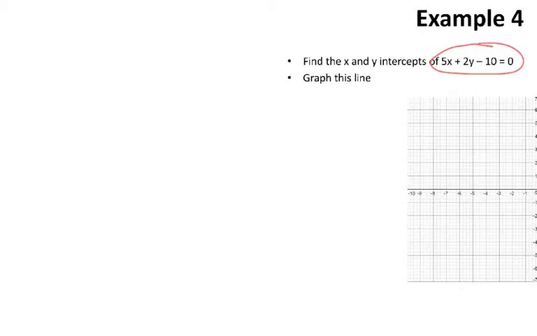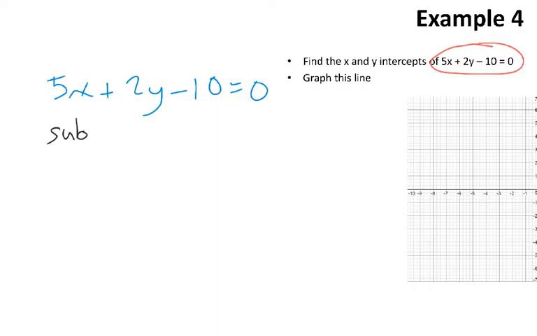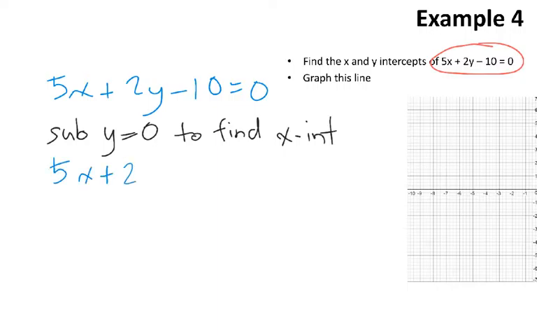Start with the equation of your line: 5x plus 2y minus 10 equals 0. We're going to say sub y equals 0 to find the x-intercept. I'm going to substitute in that value, so everything else stays the same. I'm going to put that value in brackets.